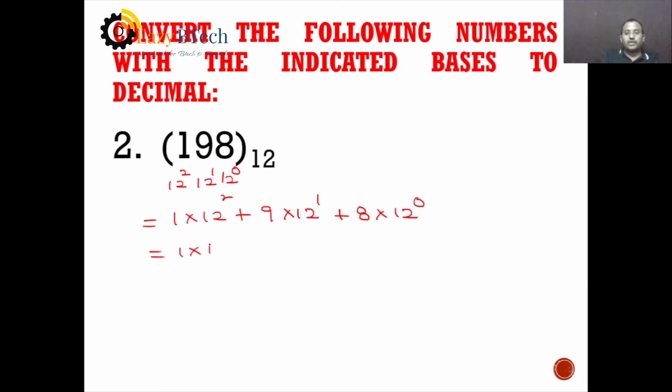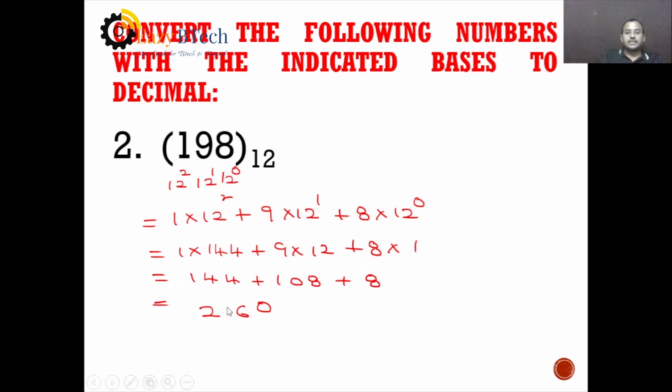12 square means 144. 144 plus 9 into 12 plus 8 into 12 power 0 means 1. So this is 144 plus 9 into 12 means 108 plus 8. So what is the sum? 8 plus 8 is 16, 16 plus 4 is 20, so 0, and 2 will be carried. 2 plus 4 is 6, so 260. So the corresponding decimal equivalent for the given number 198 in base 12 is 260. So simply assign the weights, multiply the digit with respect to weight and sum all those, we will get the corresponding decimal equivalent, right?